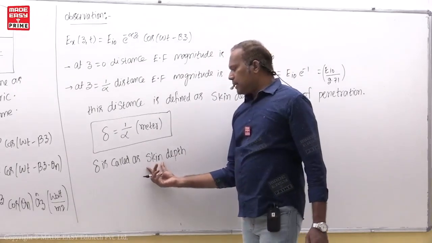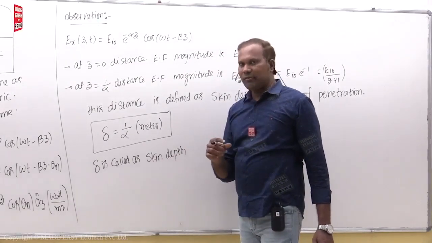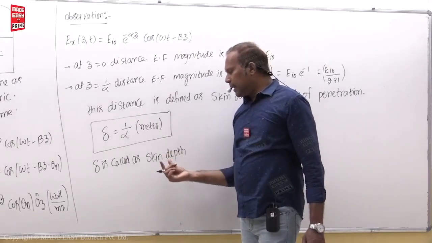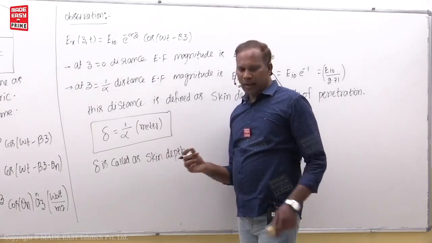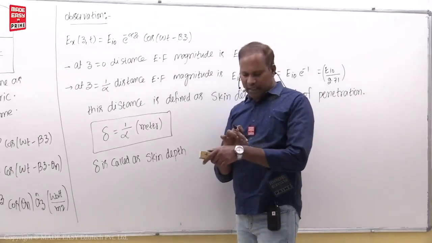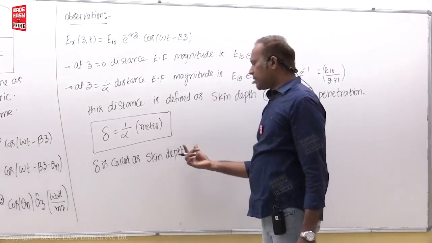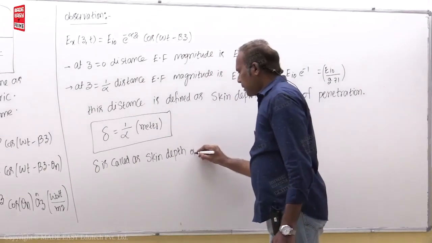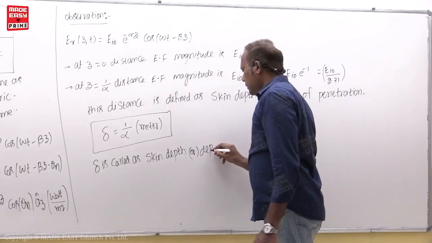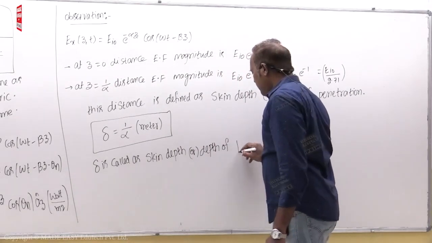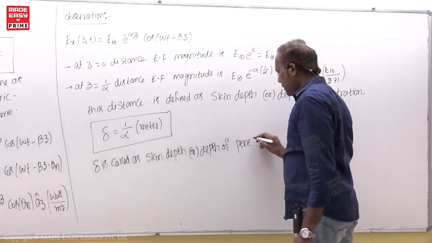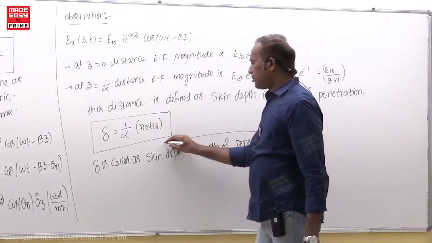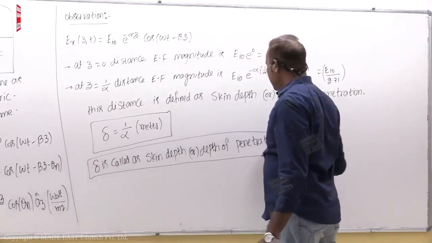In general, this distance value is very small. A very small distance is called thin. Thin's other name is skin. हमारा skin जो है बहुत पतला रहता है. Our skin is very thin actually. So that is why it is called skin depth. So delta is called skin depth, or otherwise depth of penetration. Skin depth or otherwise depth of penetration.